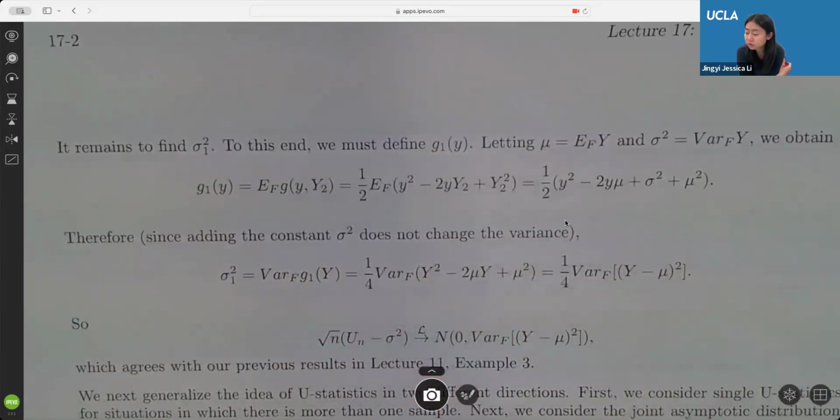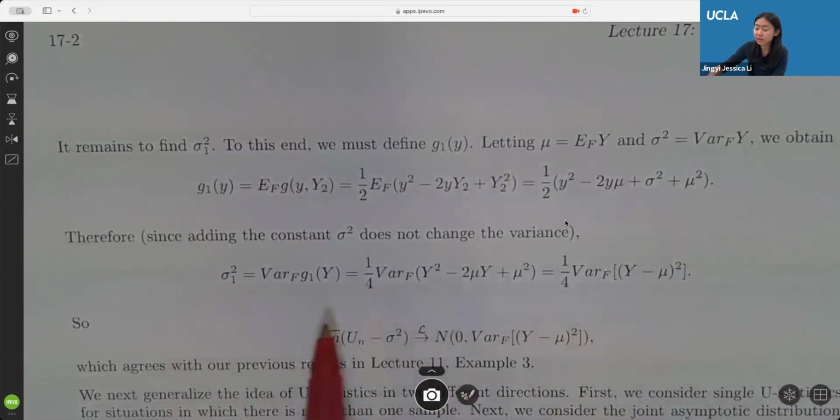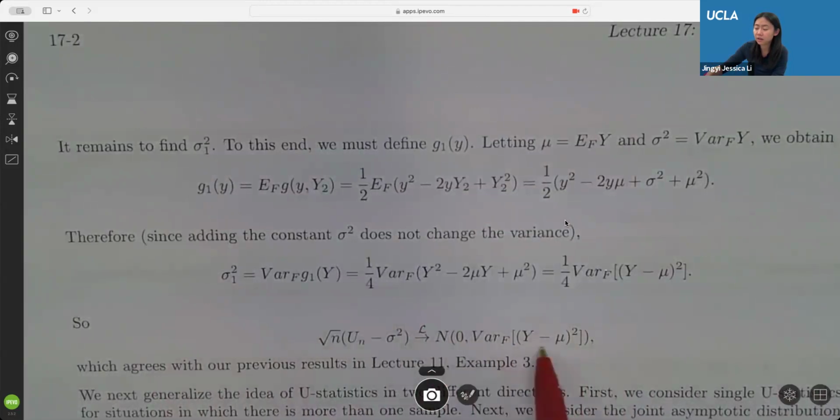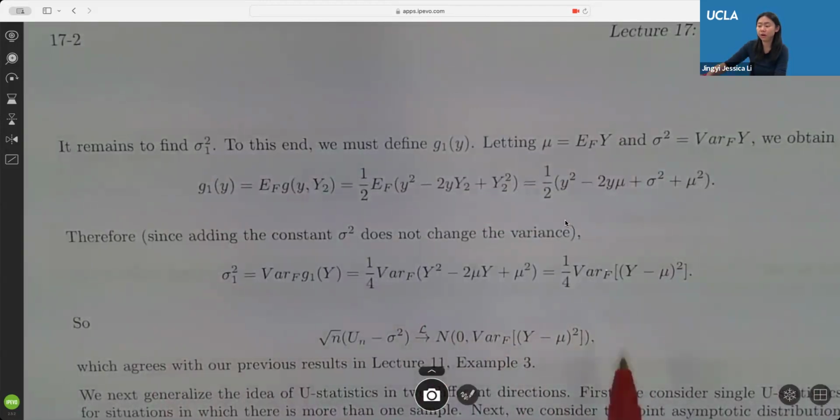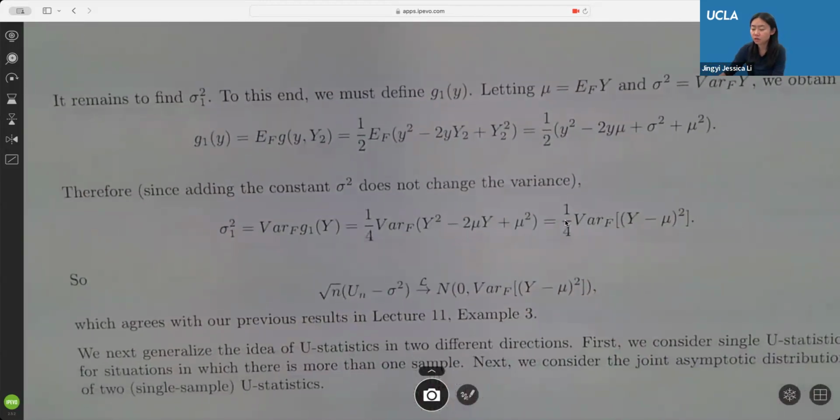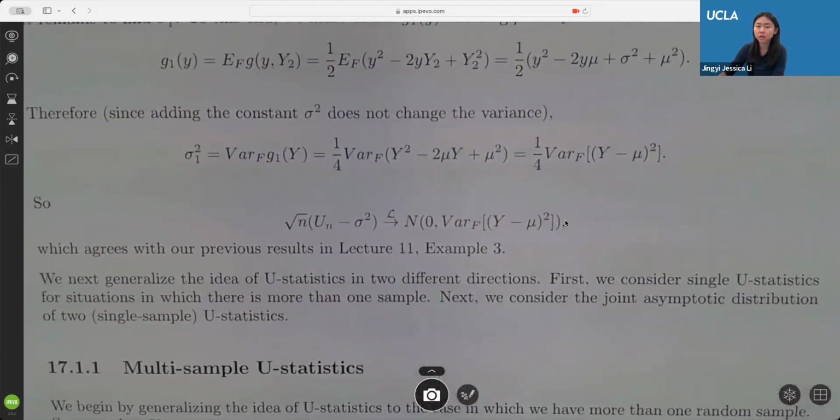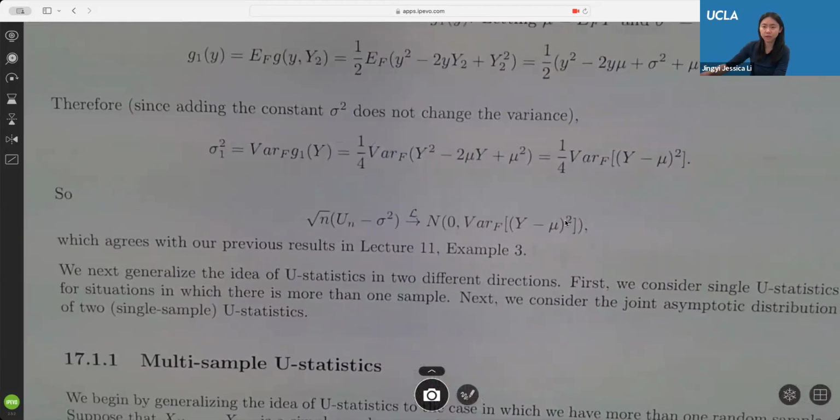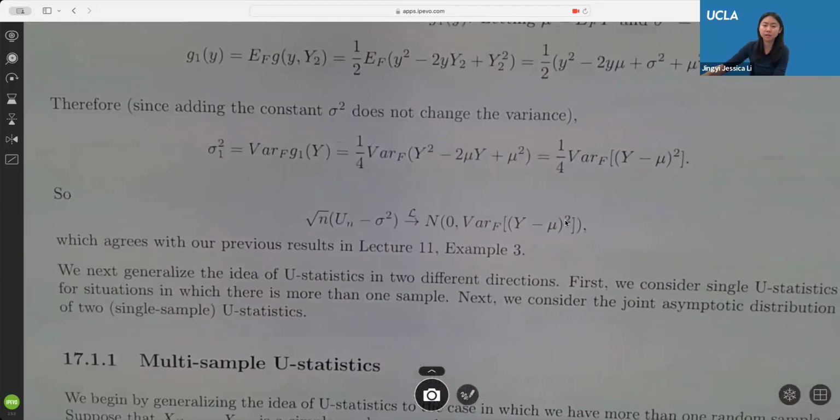Also, one thing to say is that when you calculate the variance, you can drop the constant. The constant doesn't affect the variance. So essentially, you can show that this is sigma 1 squared. And this is exactly what we had in the previous lecture, so the 4 and the 1/4 get canceled. So it's just an application to show that U statistics generalize the things we talked about, like the unbiased sample variance.